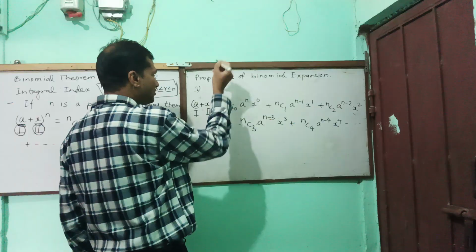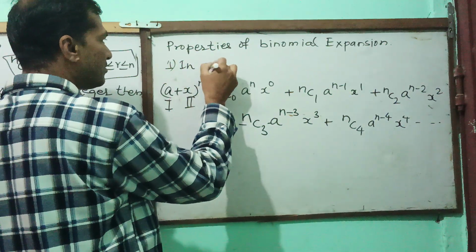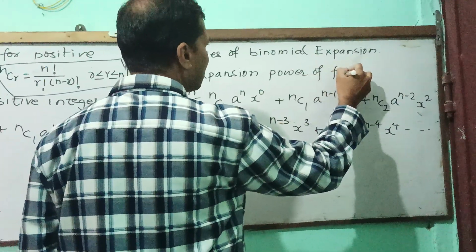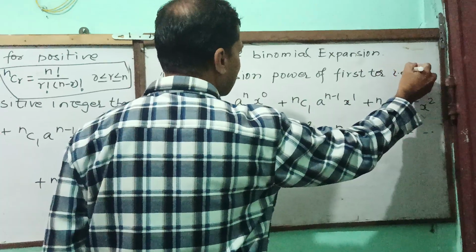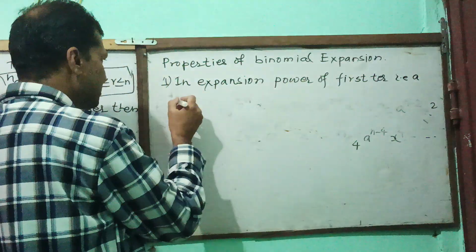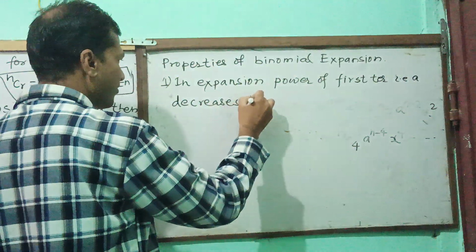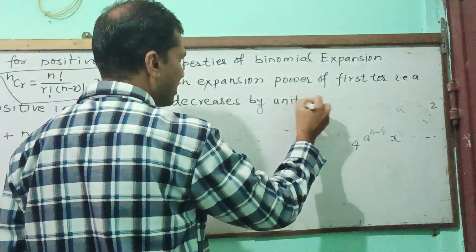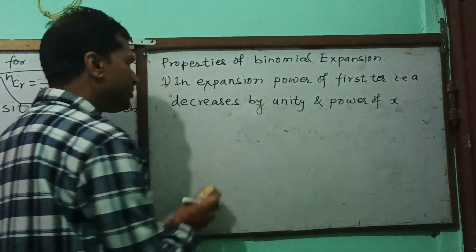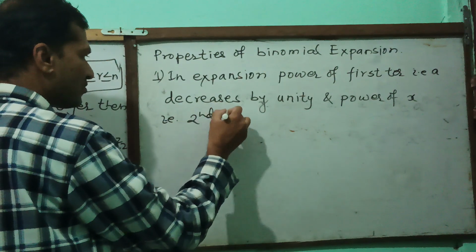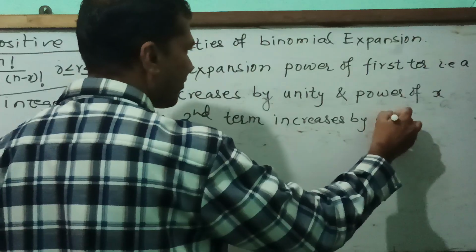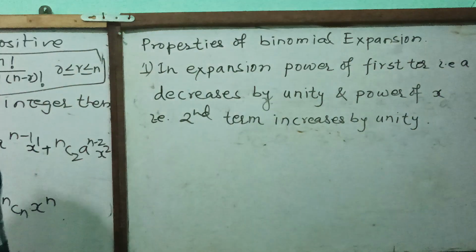So what we can write over here in the expansion: the power of the first term, that is a, decreases by unity, and the power of x, that is the second term, increases by unity, meaning 1. So this is the first property.